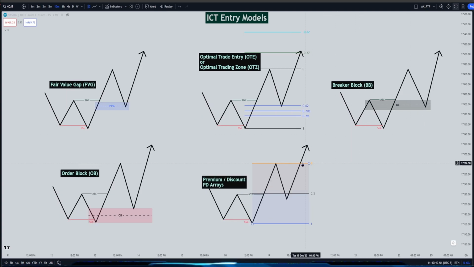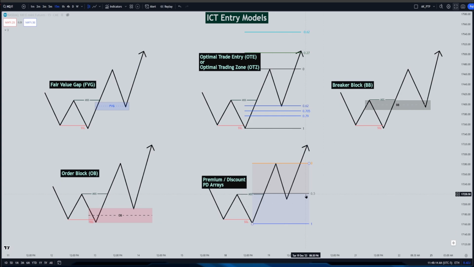So another way is the premium discount array. Same thing: liquidity grab, market structure shift from the swing low to the recent swing high. After the market structure shift, you look at the midpoint, which is the equilibrium level. Below that is your discount. For a long entry, you want to look for your premium discount arrays around that area. It can be your order block, breaker block, fair value gap, whatever it is, that's inside your discounted array, and then market can go higher.